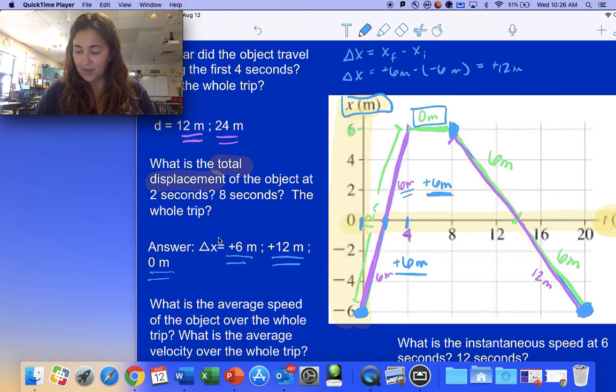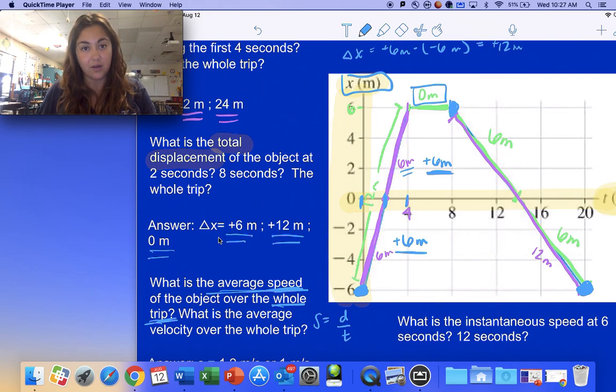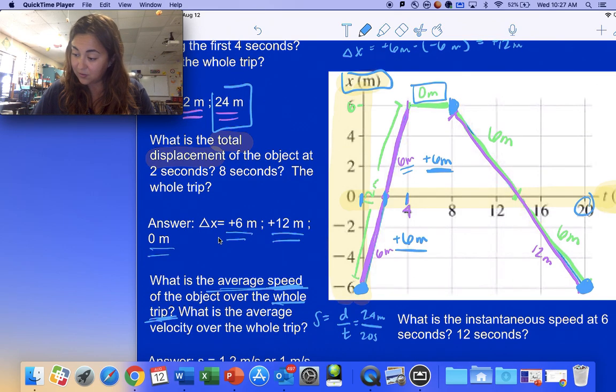Great. Next part. What is the average speed of the object over the whole trip? So speed, there's a couple ways you can do this, but speed is equal to distance over time, right? And they're asking for the average speed over the whole trip. Lucky for us, we already calculated the distance for the whole trip in the first part of the problem, so we could just do some math. But maybe you have this problem and it took 20 seconds. I have to look at the whole thing, and that's where I get 1.2 seconds.